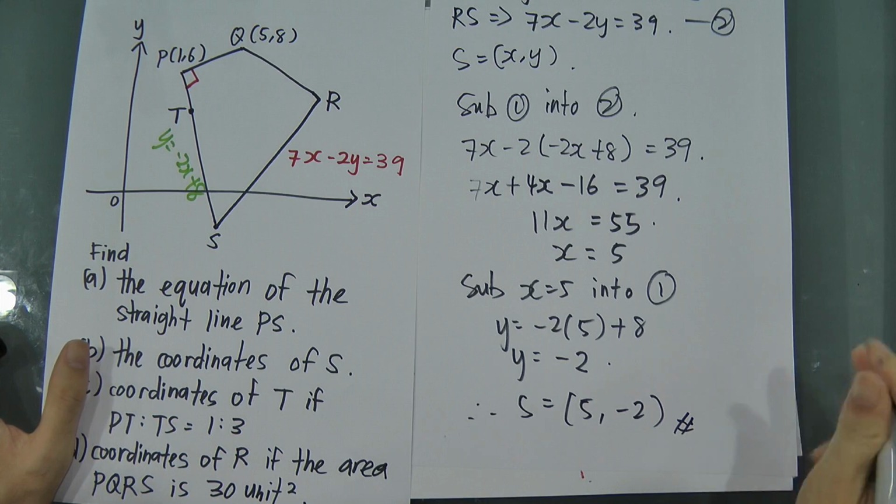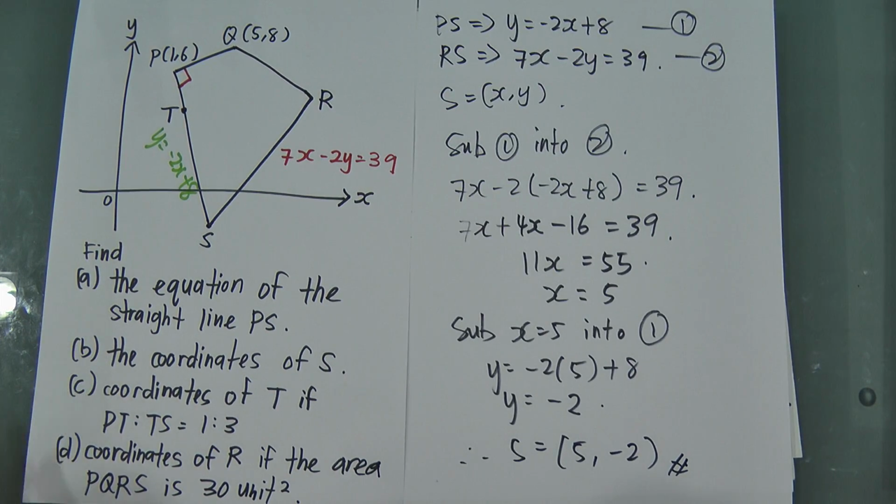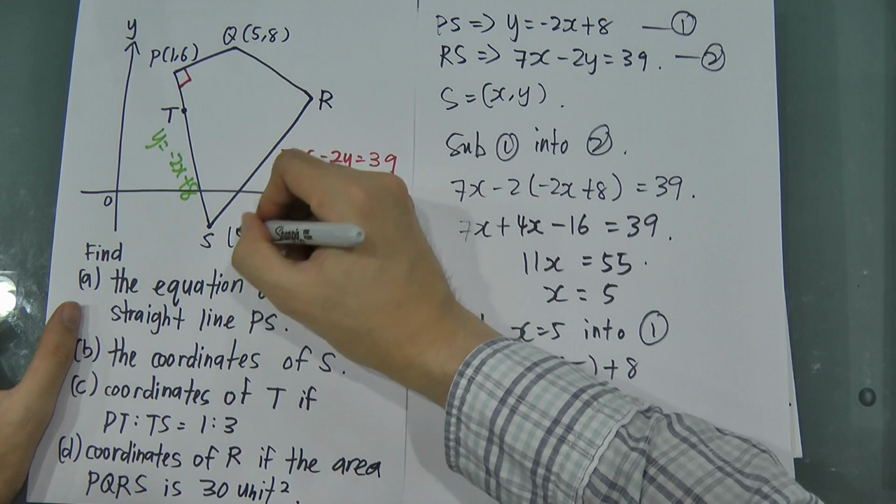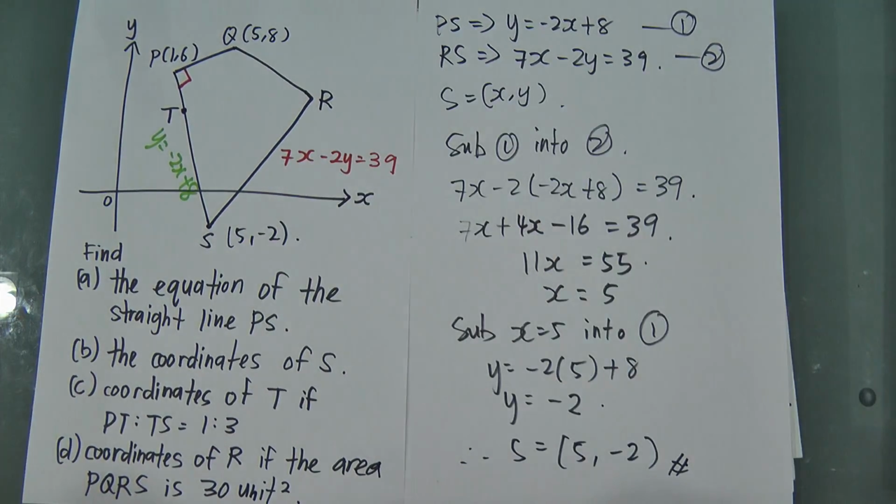Done. I say most of the time when he asks you to find the coordinates, you just link it to simultaneous equations. You need two equations that pass through that coordinate. Just substitute in and solve it. You will get the coordinates 5 and -2. Alright, I'm going to write it over here, and then I'm going to proceed to part C.